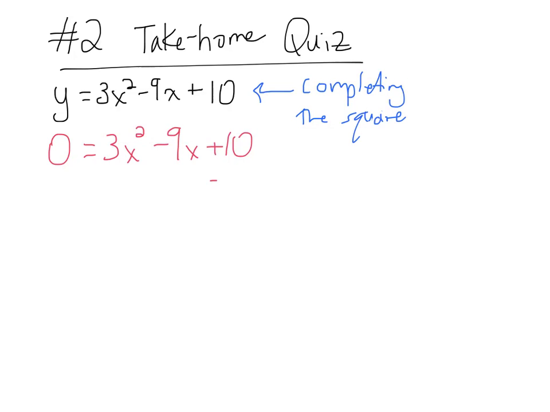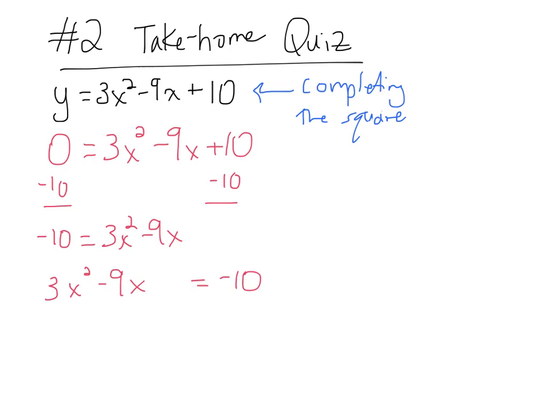First, we want to isolate the constant. So I'm going to subtract 10 from both sides, and we get negative 10 equals 3x squared minus 9x. Isolate the constant. Now, our rules, when we wrote them down, were isolate the constant on the right-hand side. So let's switch this equation around and put the negative 10 on the right-hand side.